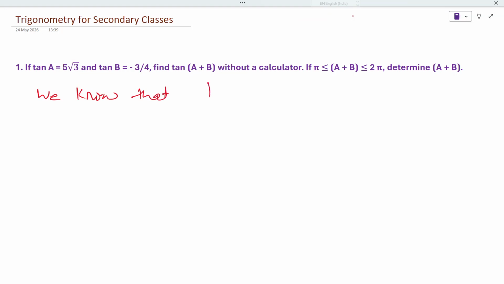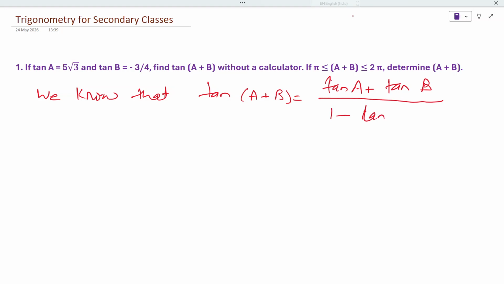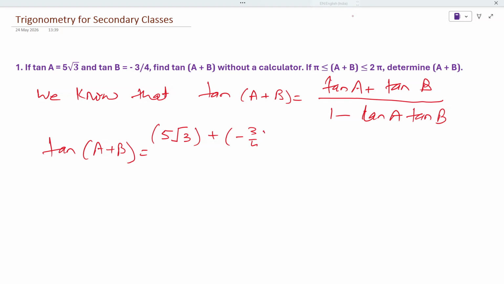that tan(A + B) is equal to (tan A + tan B) upon (1 minus tan A tan B). So tan(A + B) is equal to, now tan A is given to be 5 root 3 and tan B is given to be minus 3 by 4. So we are placing the values of tan A and tan B in this fraction.